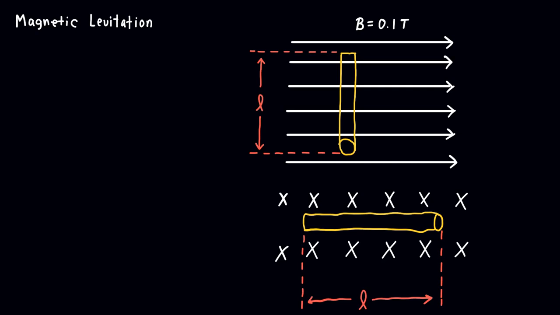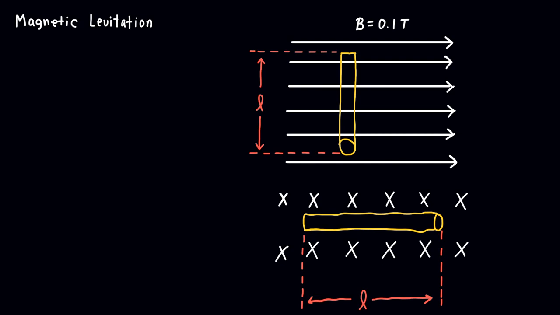Here we're going to use a simple example of a wire in a magnetic field to try and understand the basic concept of magnetic levitation.